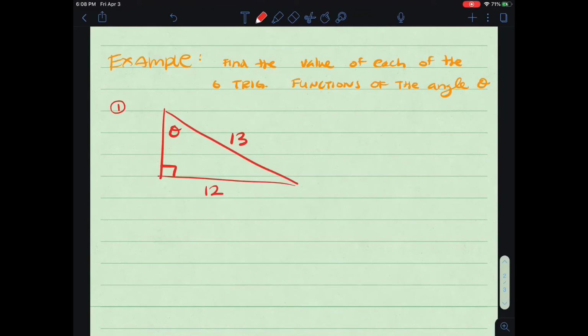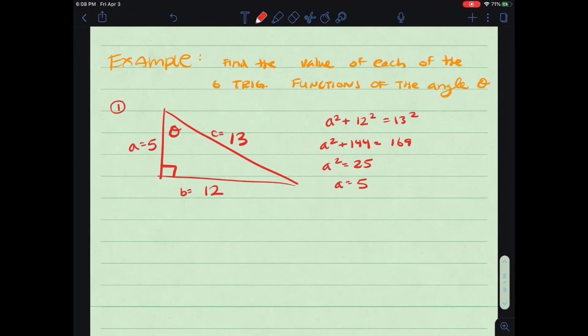The first thing you want to do, though, is you want to find this missing side, right? We're missing this leg. I'm going to call this A. This is B. And this is going to be C. So here we're going to use the Pythagorean theorem, right? A squared plus B squared equals C squared. Here will be A squared plus 12 squared equals 13 squared. 12 squared is 144. 13 squared is 169. Here we're going to subtract both sides by 144. And then when I square root both sides, I'll get A equals 5.